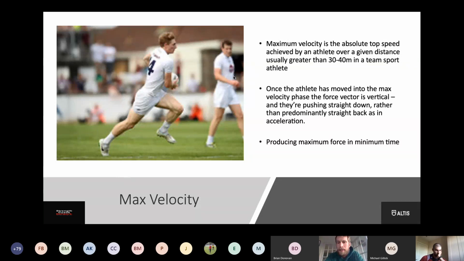In our team sport athletes, we usually see this in 30 to 40 meters. Some of the elite sprinters, Usain Bolt, might be near 70 meters. The main difference between max velocity and acceleration is that you're in an upright position and producing force vertically more so than horizontally, and you're trying to produce as much force in a minimum amount of time. Your foot should be coming in underneath your center of mass, or just slightly in front. A big difference from acceleration, where it's behind your center of mass. So just two key differences between acceleration and max velocity.